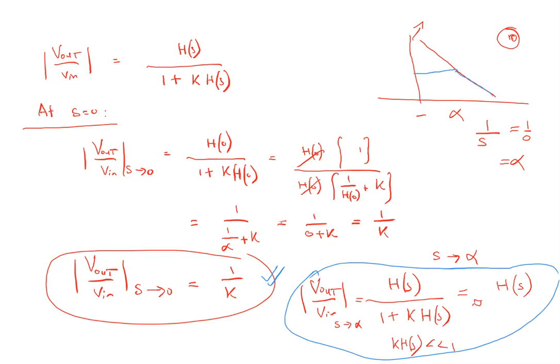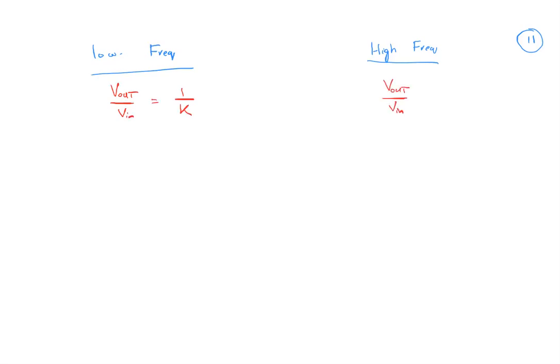The blue one is the closed loop, the red one is the open loop. And that's a very important thing which we use as the gain bandwidth product. For low frequency, when s is equal to 0 or a DC value, V out by V in is equal to 1 over K, and at higher frequency V out over V in is equal to H of s. We are talking about magnitude. Okay, that's one thing.